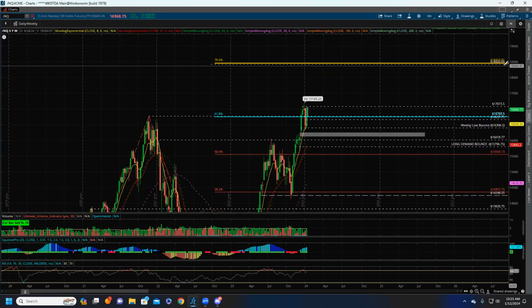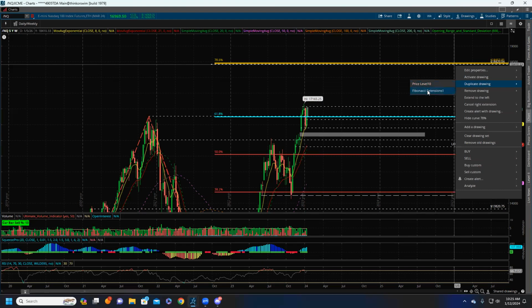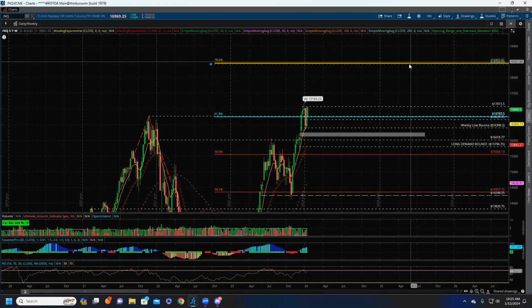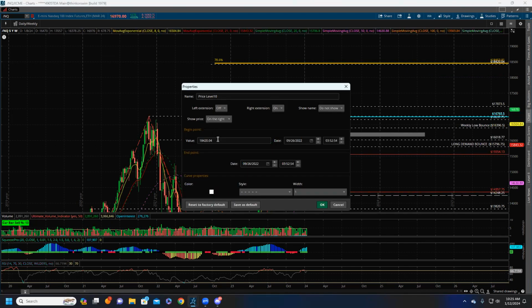So look, you could go up and mark a level and you could be like, okay, what was the level here? It's 14,843. So you can go like the price level. Wait, no, sorry. I want to edit it, price level. I'm going to say fib extension 78.6, right?